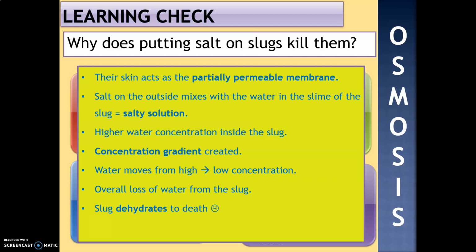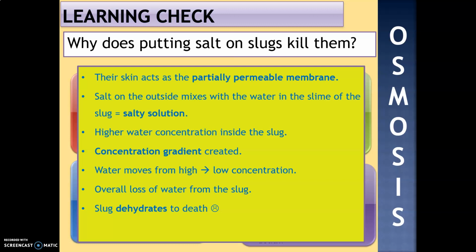Now, so many people would have written so many things, but the important thing is, why does putting salt on slugs kill them? That's because their skins act as a partially permeable membrane. So the salt on the outside mixes with the water in the saline of the slug, making it salty.